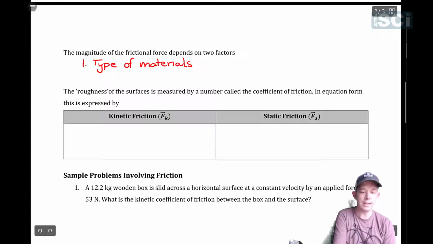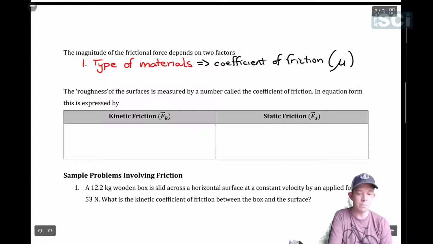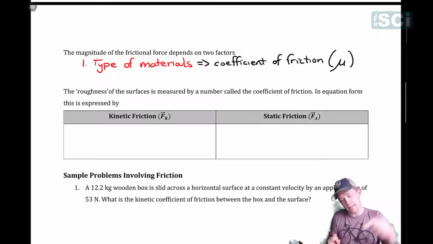And that will lead to something that we call the coefficient of friction. And then in physics, the symbol for that comes again from the Greeks, and it's called mu. It looks like a U, but it has kind of like a tail on the front of it. Okay, so the types of material will dictate this coefficient of friction.